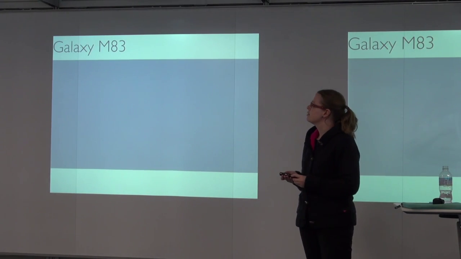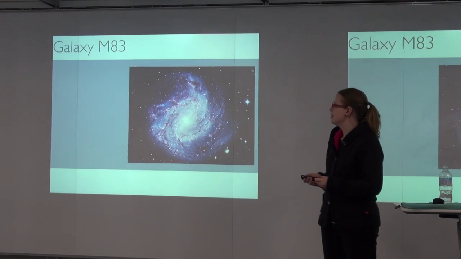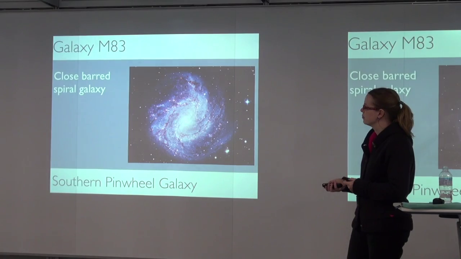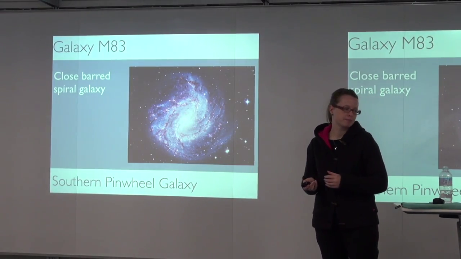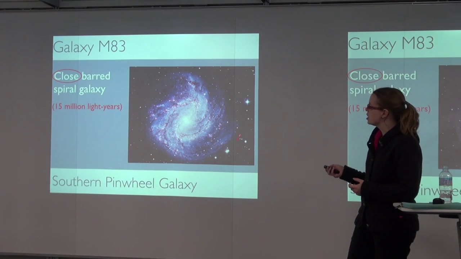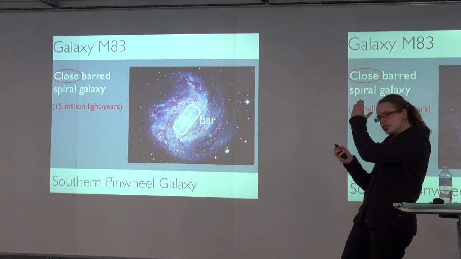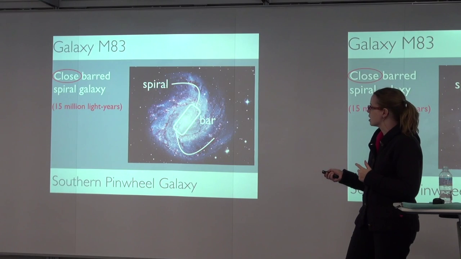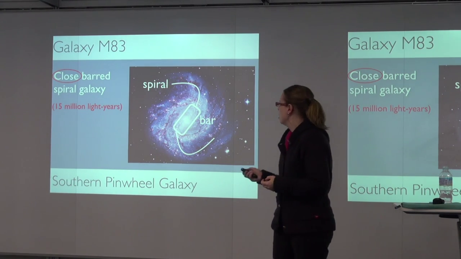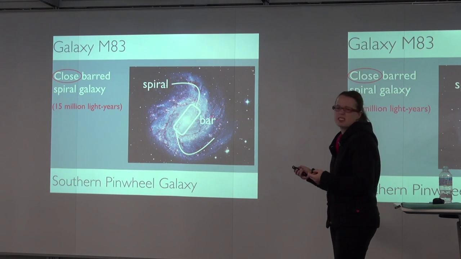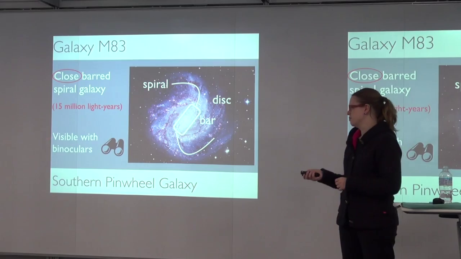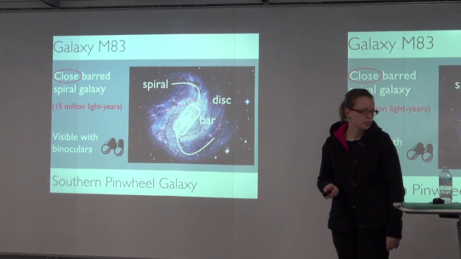So the galaxy we picked has a very exciting name, M83. And this is what it looks like through a telescope. It has a slightly more friendly name, the Southern Pinwheel Galaxy. It's a close barred spiral galaxy. And when I say close, I still mean 50 million light years away, so not that close. But if you look at this image, you can see this central flat region, that's a bar, and then you see this spiral coming out here. So it's got some interesting morphology, where you've got three different regions. You've got a bar region, some spiral arms, and then stuff that's not in the bar and not in the spiral. And this galaxy is actually visible with a good pair of binoculars if you know where to look.